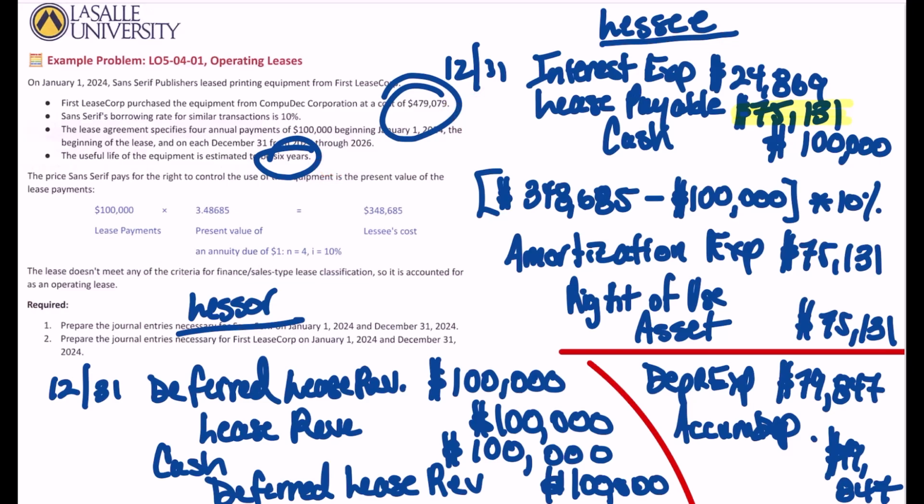All right, well, this has been the solution to problem number 1 here in Learning Objective 5-4, where we've been talking about operating leases.